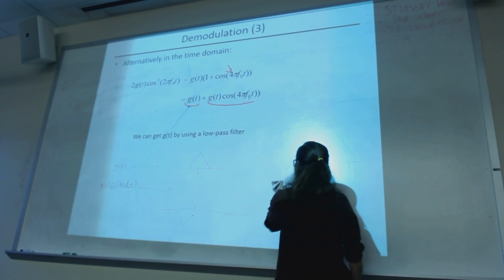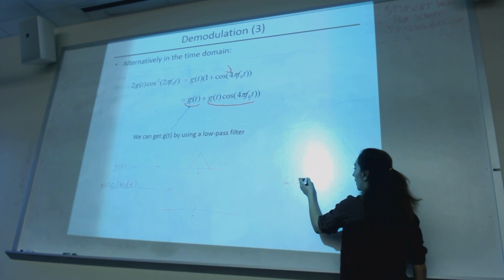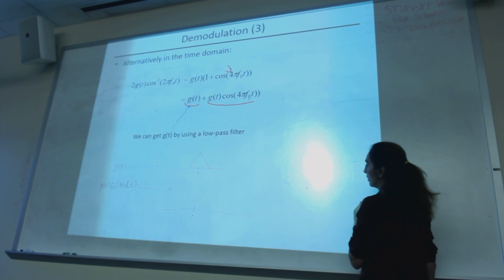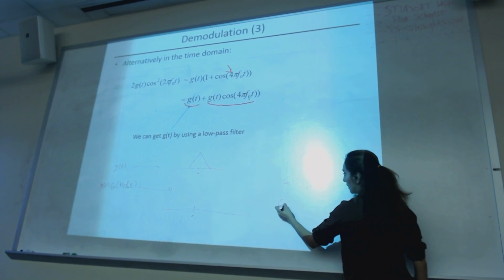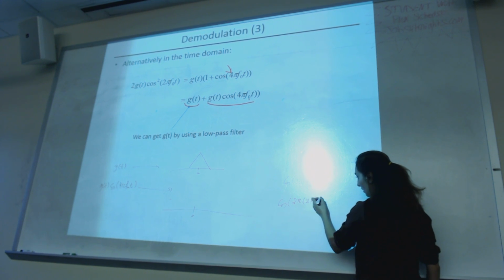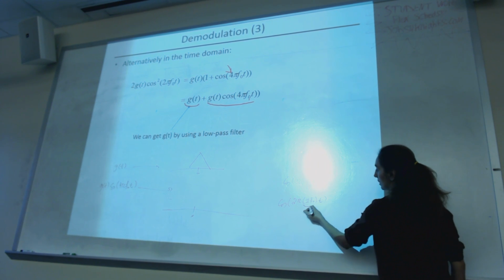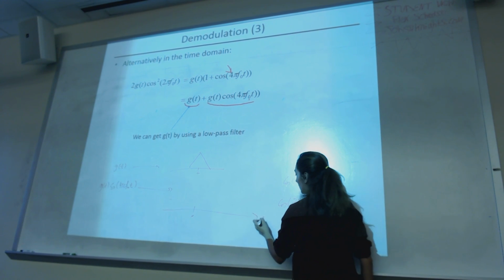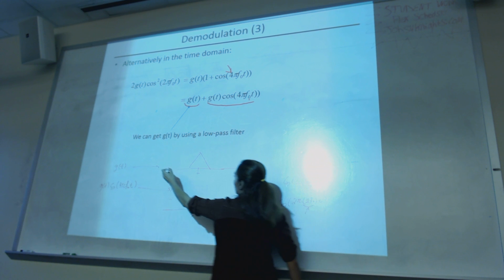Yeah, because if you had cosine of 2 pi f naught t, it shifts to f naught. Now if you have cosine of 4 pi f naught t, it's like 2 pi times 2 f naught, right? So it's shifted to 2f naught. Yes, this is the frequency.